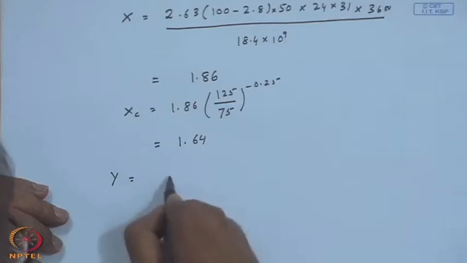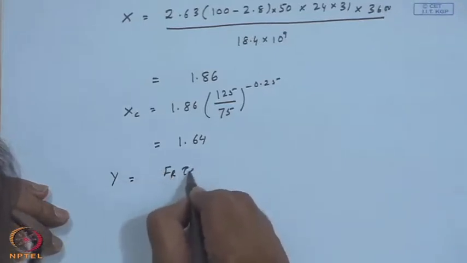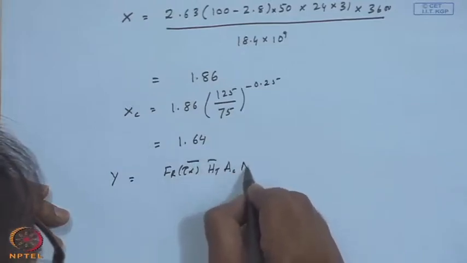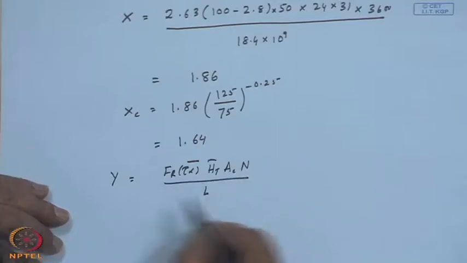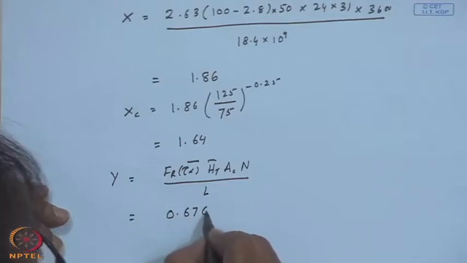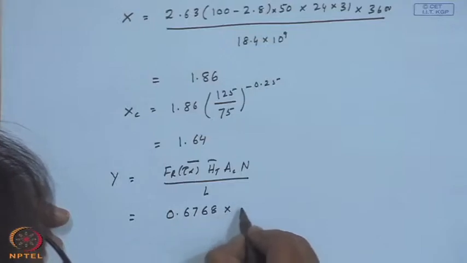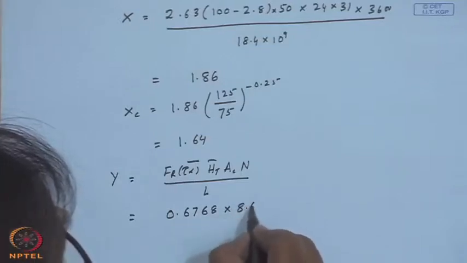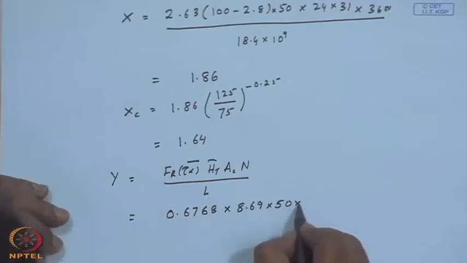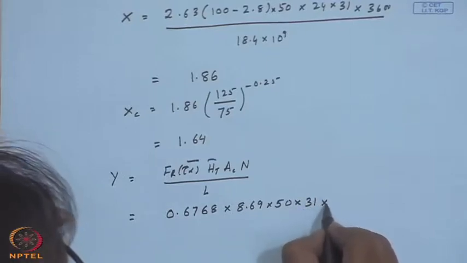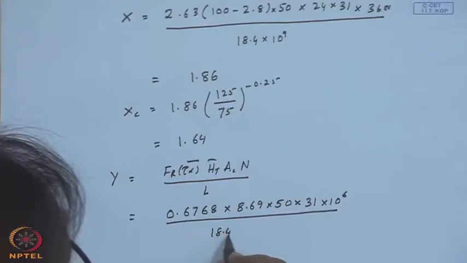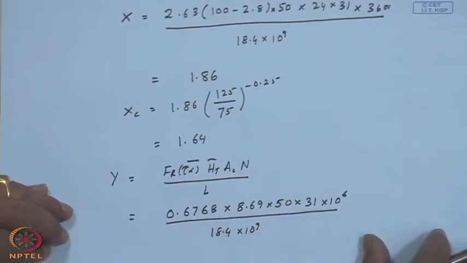So, Y is F r tau alpha bar times H t bar A c into the number of days in the month by the load, which will be equal to 0.6768 times H t bar is 8.69 megajoules multiplied by 50 times 31 into 10 to the power 6, that makes it joules, by 18.4 into 10 to the power 9, that makes the load also in joules.